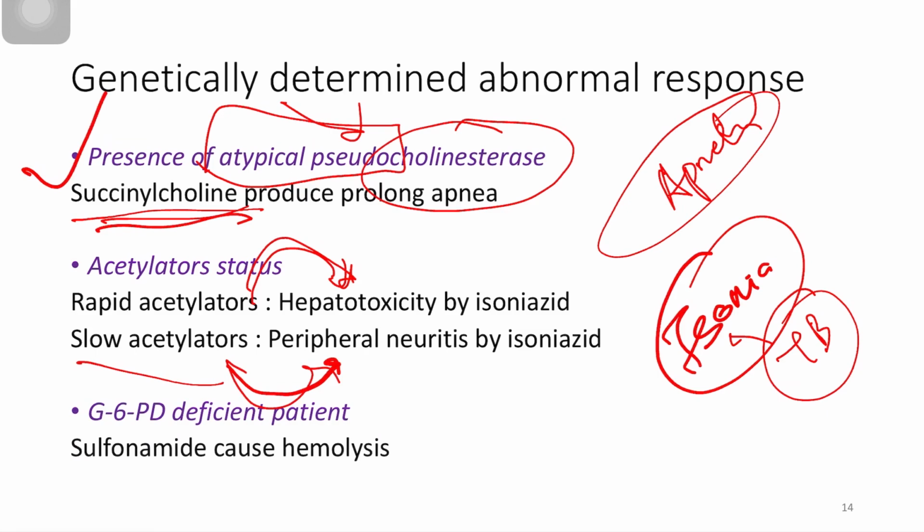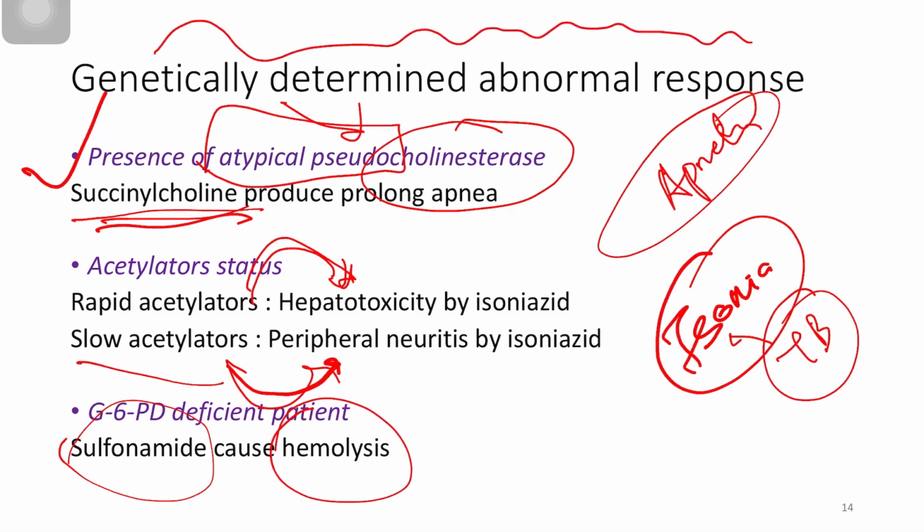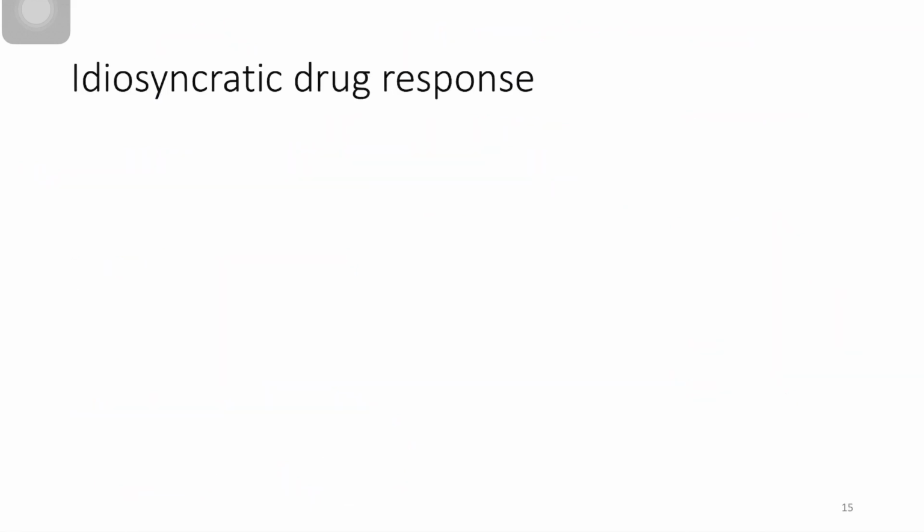Patients who have G6PD enzyme deficiency are more prone to hemolysis by some of the drugs. An example is sulfonamide, which is an antibiotic medication. If we give this sulfonamide to a G6PD deficient patient, there are high chances that the patient ends up with hemolysis. So these are some genetically determined abnormal responses. That is why it is very important to pharmacogenetically evaluate a patient and decide the treatment accordingly.